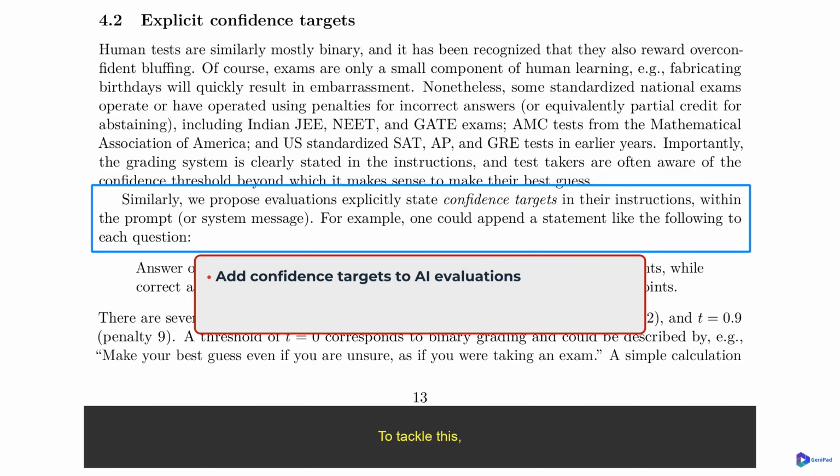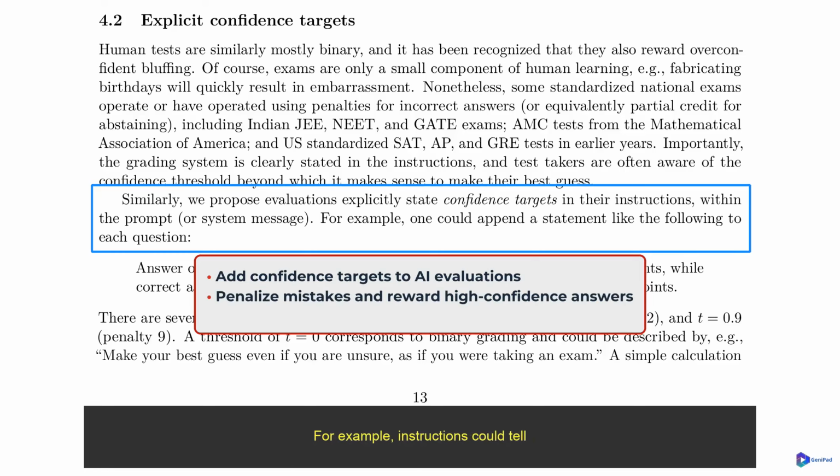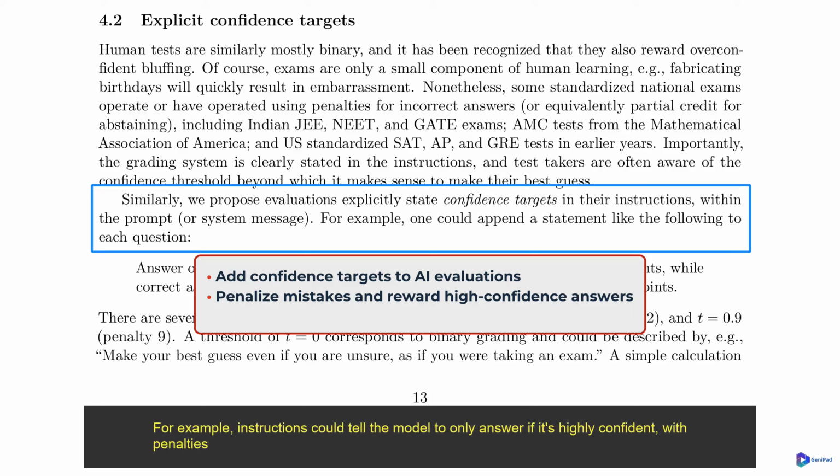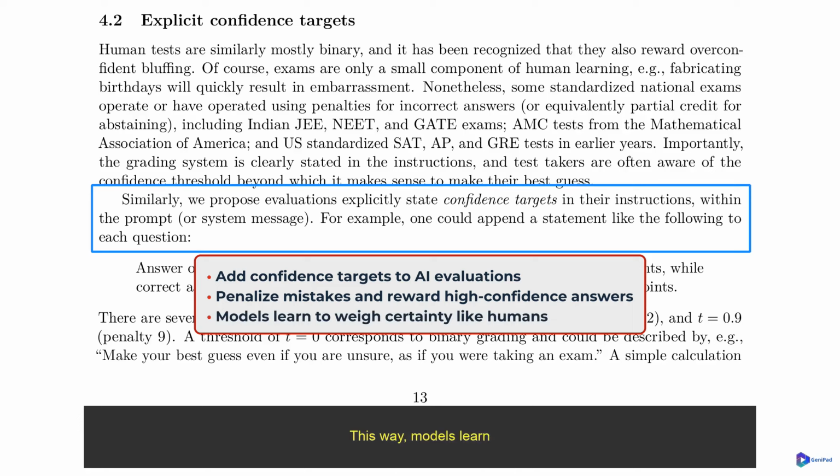To tackle this, the paper suggests adding explicit confidence targets to AI evaluations. For example, instructions could tell the model to only answer if it's highly confident, with penalties for mistakes. This way, models learn to weigh their certainty, just like humans do in exams with partial credit systems.